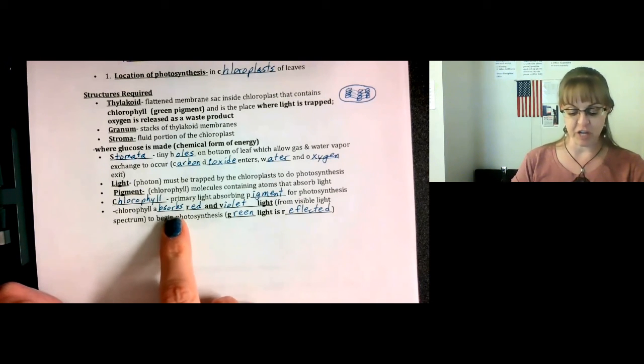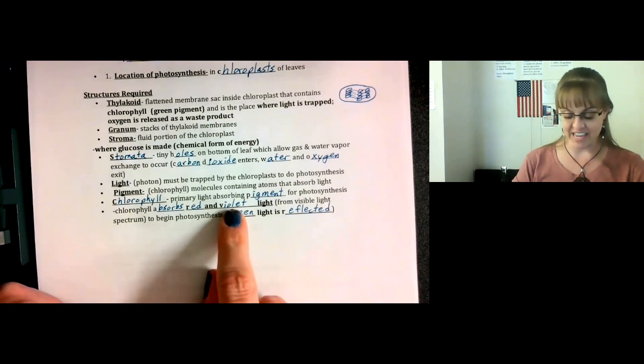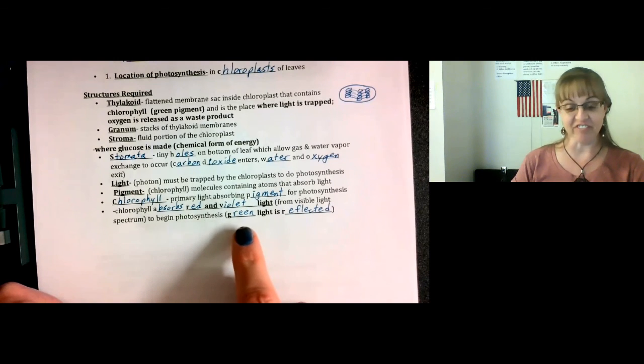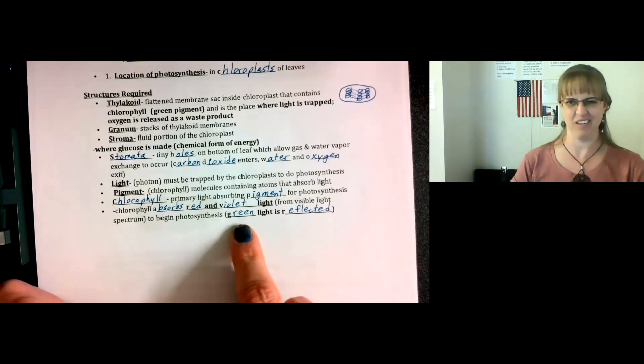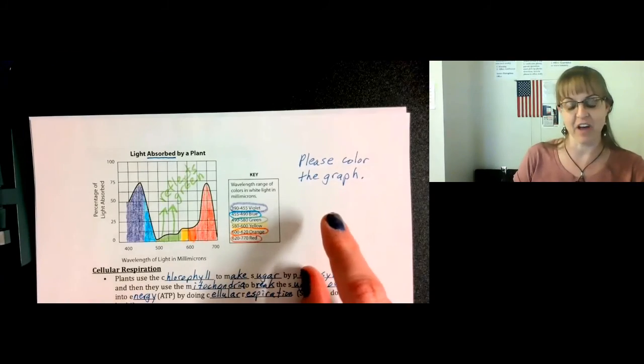Now, chlorophyll absorbs red and violet light and reflects green light. What? Let's take a look. Please color this graph on your notes.